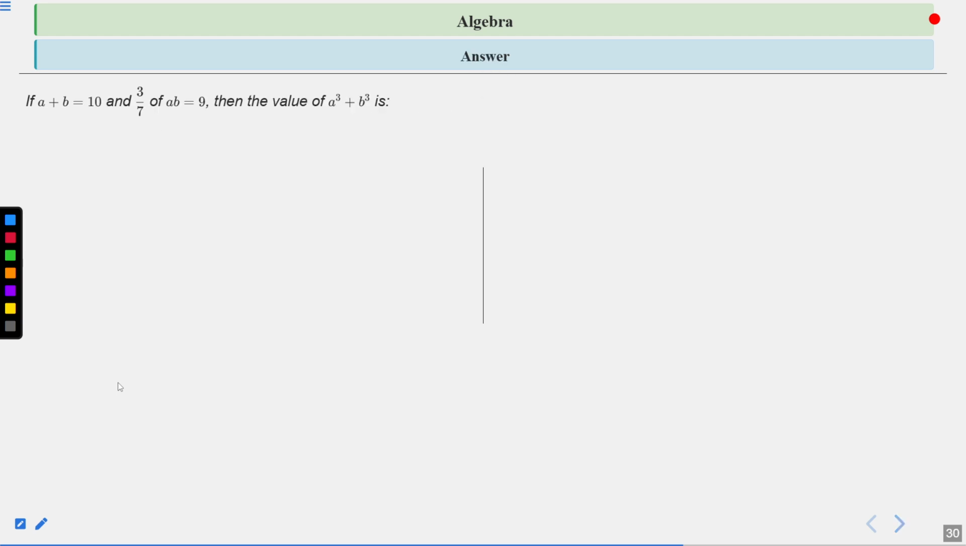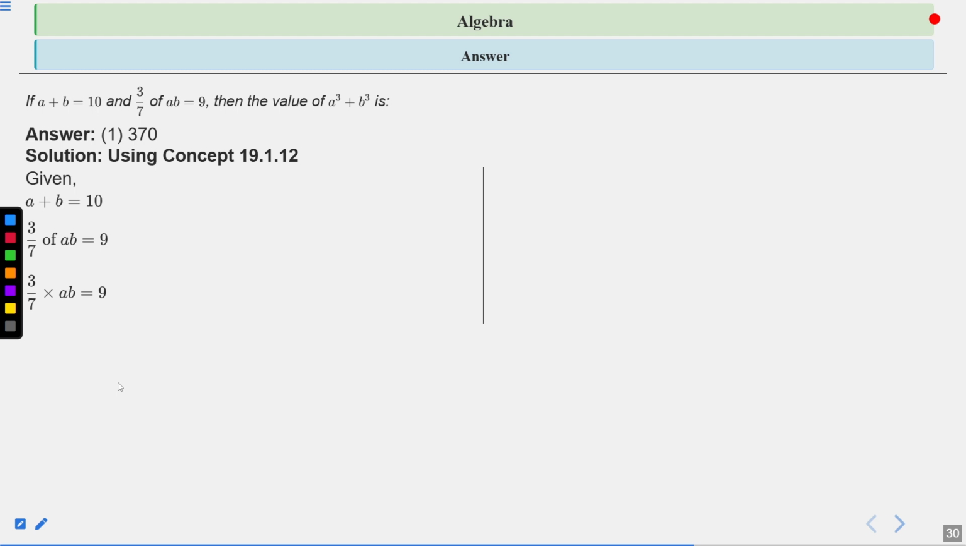The question says that if a plus b equals 10 and 3 by 7 of ab equals 9, then what is the value of a cube plus b cube? The correct answer of this question is the first one, which is 370. Now see the detailed solution of this question using concept 19.1.12. It is given that a plus b equals 10 and 3 by 7 of ab equals 9. So 3 by 7 multiplied by ab equals 9. So the value of ab will become 21.